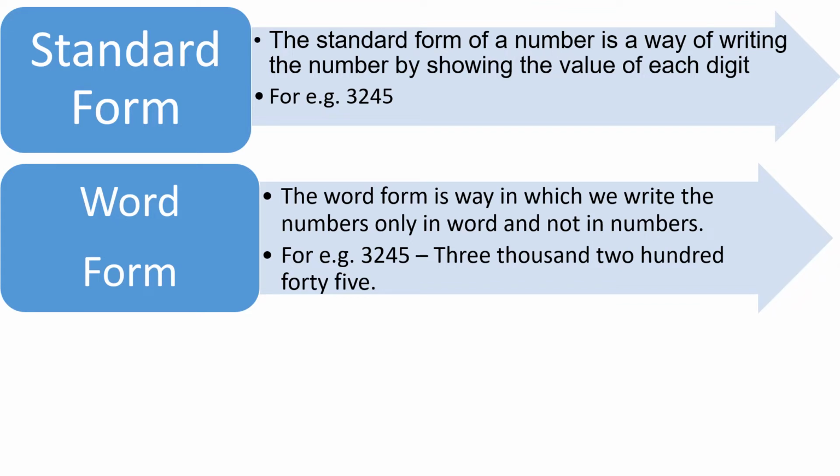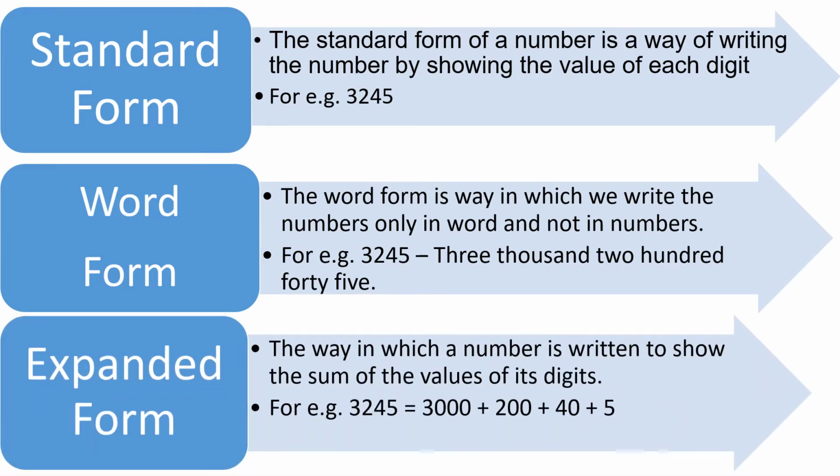Let's see what we mean by word form. The word form is a way in which we write the numbers only in words and not in numbers. For example, the same number, if we are supposed to write in word form, we will write 3245. Again, writing place values on the number always helps. So don't forget to write the place values.